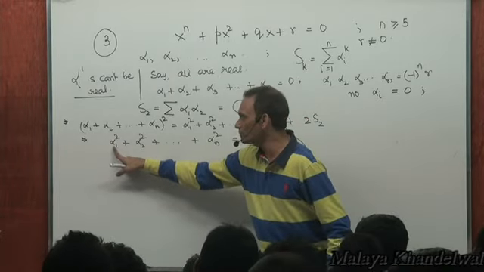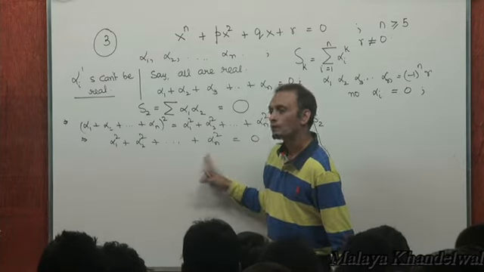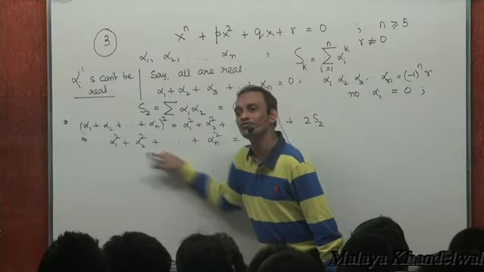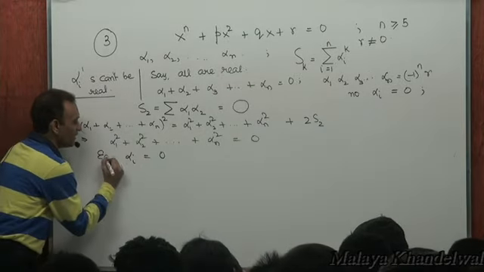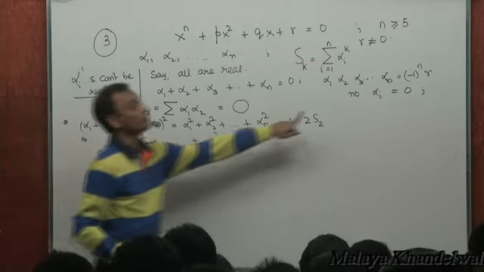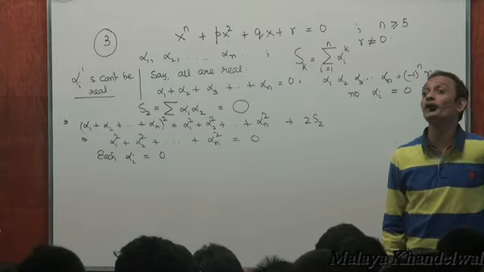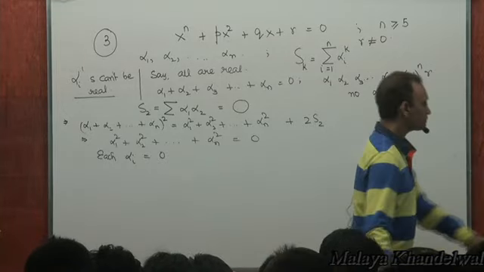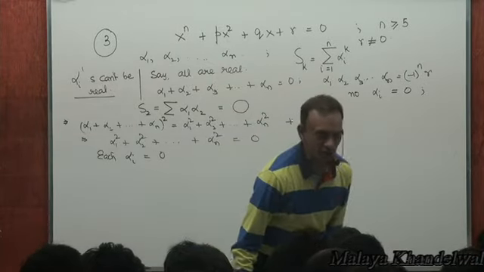If alpha i's were all real, these would be non-negative numbers adding up to 0. If the sum of several non-negative real numbers adds up to 0, then each must be 0. This will mean that each alpha i must be 0, because alpha i's are real, right? But alpha i is not 0. So this case is not possible. So this equation cannot have all real roots, yes or no? Yes, sir. Therefore, that's part 1 of the problem. So far so good, right?